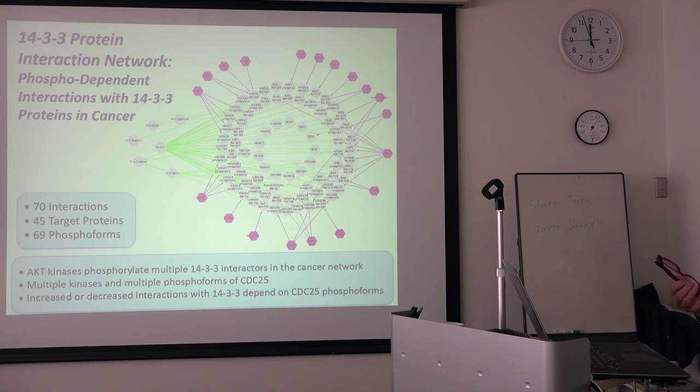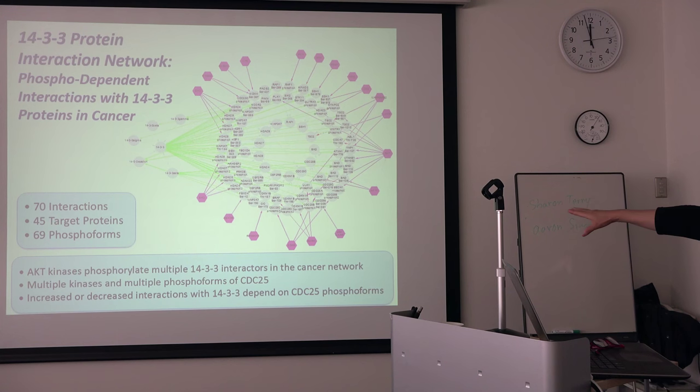But they are 69 phosphoprotein forms. So these are the canonical proteins that have specific phosphorylation attached to it. Sometimes it's a single site, sometimes it's a double phosphorylated site. The red thingy on the outside, those are the kinases. So you can start looking at what are the kinases involved in phosphorylating the interacting partners of the 14-3-3.